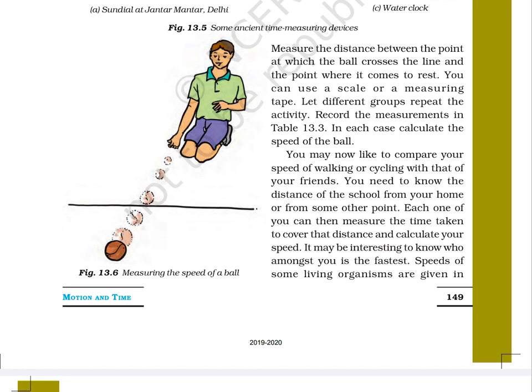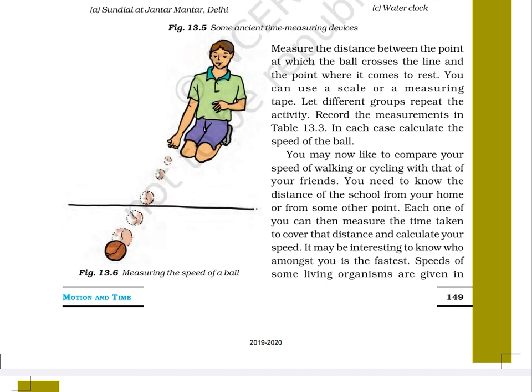Measure the distance between the point at which the ball crosses the line and the point where it comes to rest. You can use a scale or a measuring tape. Let different groups repeat the activity. Record the measurements in table 13.3. In each case, calculate the speed of the ball.